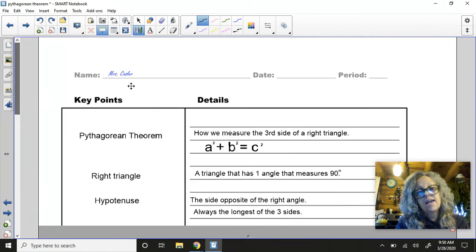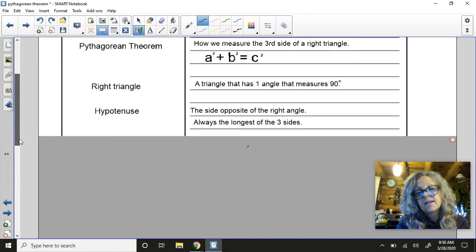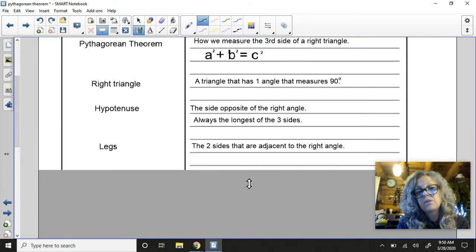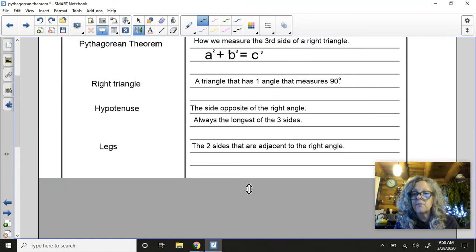And in addition to that, you have the hypotenuse, and then you have the two legs which come out of that right angle. Okay, that's vocabulary for the Pythagorean theorem in a nutshell. Pythagorean theorem part 2 is going to be how to do it.